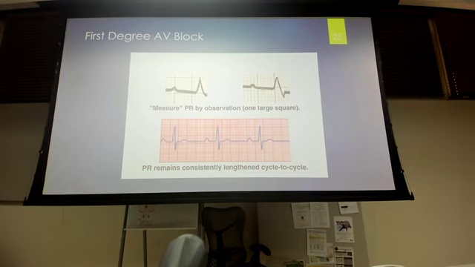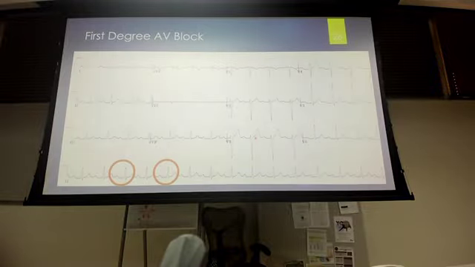Same thing here. We can see on this, we've got our R wave here, we've got the beginning of our P here, that full box, and then one more small box after that. So that is prolonged, but consistently prolonged. It's the same here. It's 6 boxes here, 6 boxes here, 6 boxes here. All right, everybody understand first degree AV block? Prolonged PR consistently greater than 5 small boxes or 0.20.